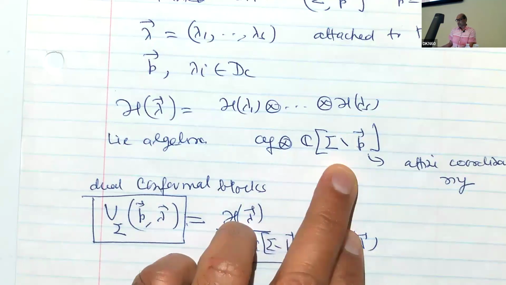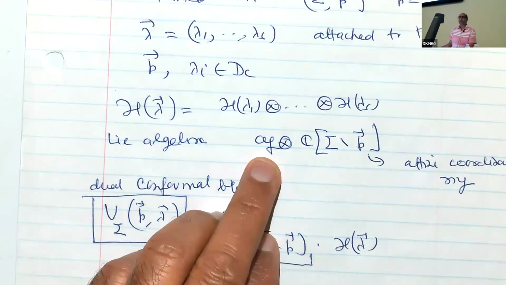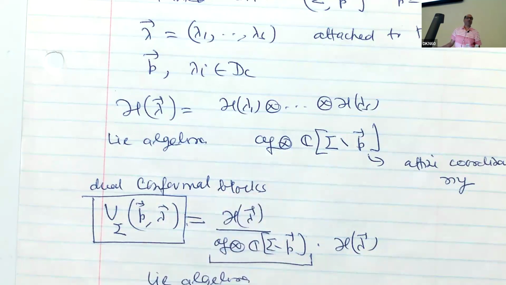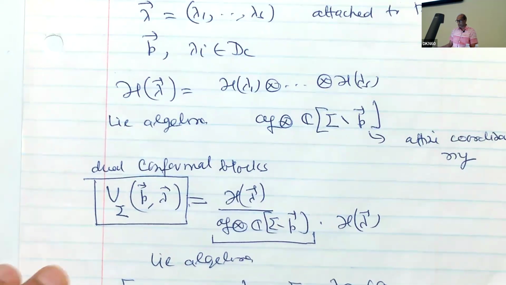So the notation C of sigma minus P is the affine coordinate ring of this affine variety sigma minus P, and we tensor it with G. And it has the obvious Lie algebra structure, just the Lie algebra coming from the G part, and there is no central extension there. Now on this H vector lambda, this Lie algebra acts. And I am going to say how it acts in a minute.